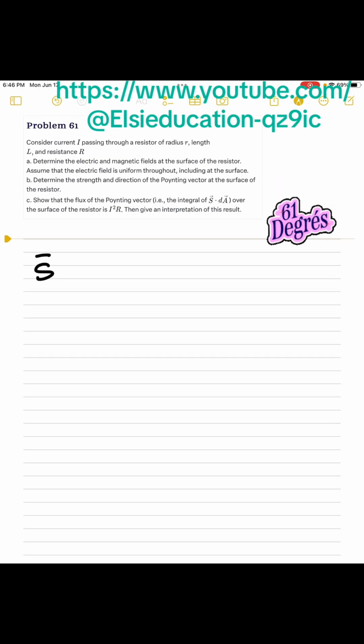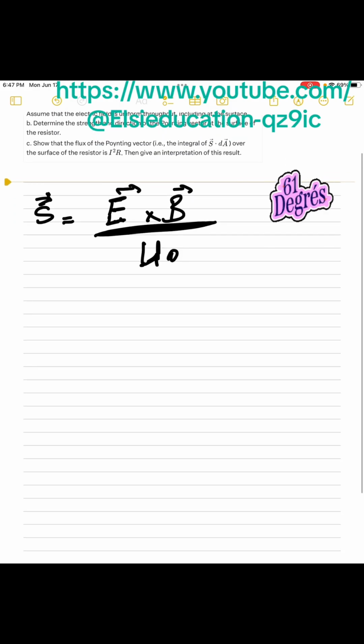This number 61, we have to use some formulas, and if you want to go deeper, you can understand the role of the current in the formula of the electromagnetic field and the magnetic field. So first things first, we're going to use the Poynting vector formula, and that's the electric field multiplied by the magnetic field divided by the constant.